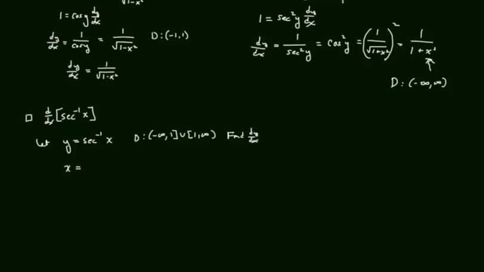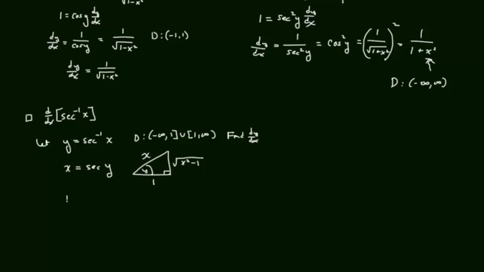First, x equals the secant of y. In the triangle with angle y, the secant of y is x, so the hypotenuse is x and the adjacent side is 1. And the missing side here is the square root of x squared minus 1. That's what we use later.